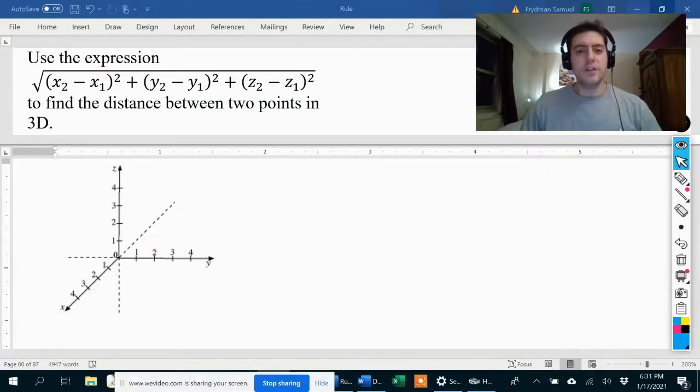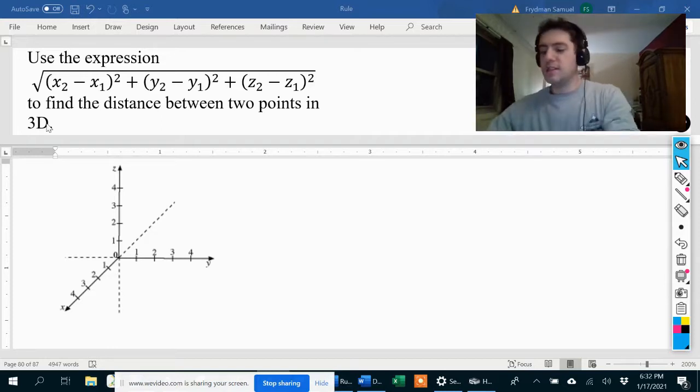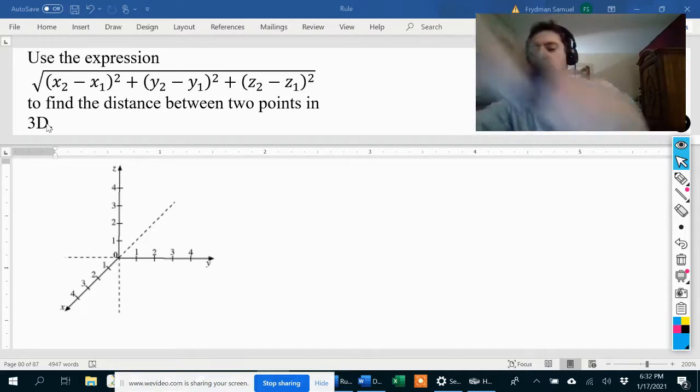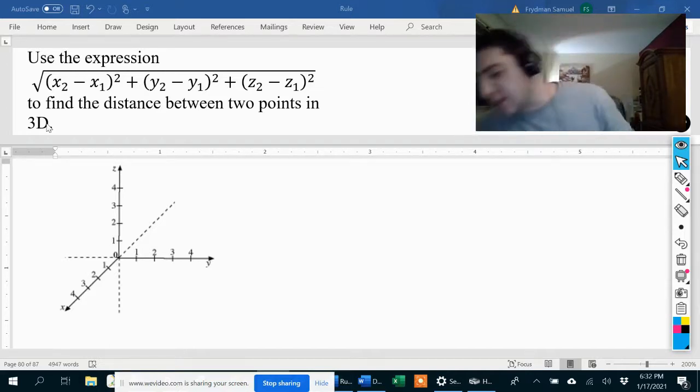Hi everybody, in this video we're going to talk about how we can use this expression to find the distance between 2 points in 3 dimensions. So in the real world we live in 3 dimensions, right? We can move right or left, that's one dimension. We can move up or down, that's another dimension. Or we can move forward and backward, that's a third dimension. So we might want to know the distance between 2 points which are separated in real 3-dimensional space.